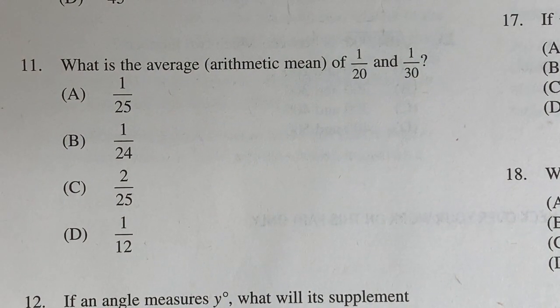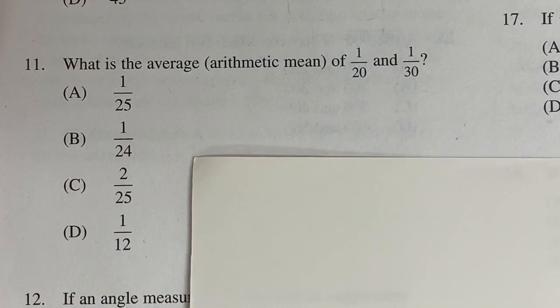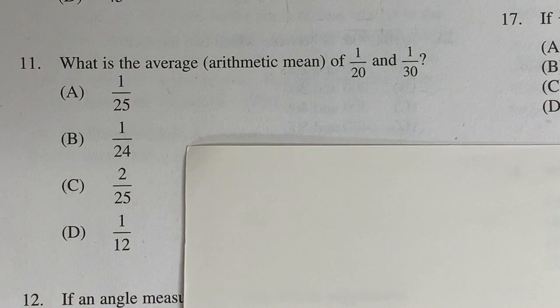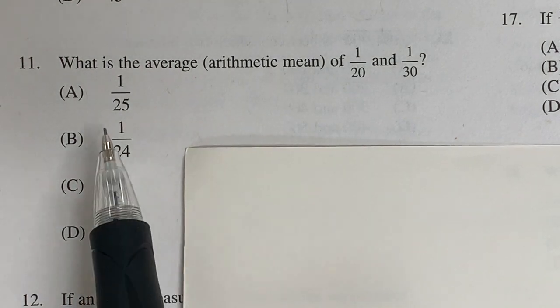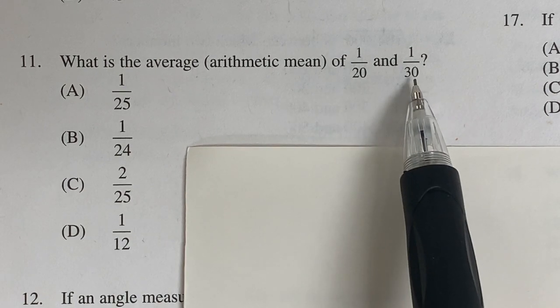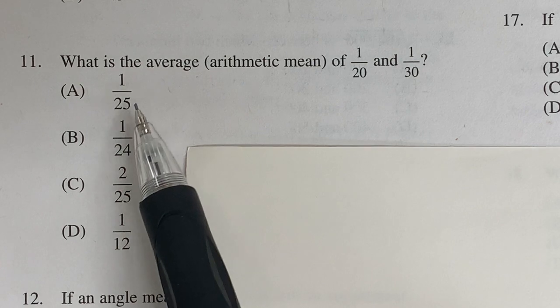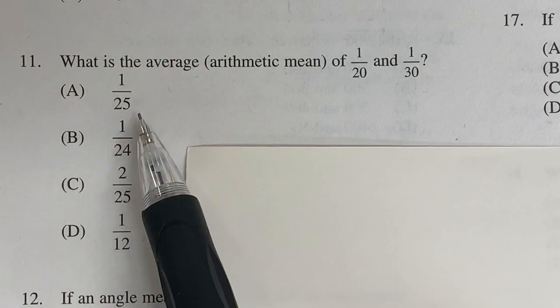Question number 11. What is the average or arithmetic mean of 1 over 20 and 1 over 30? This is a very tricky question because a lot of people will go for answer A right away because you're going to do 20 plus 30, which is 50, and then they're going to divide. 50 divided by 2 is 25. This is a trap. Don't fall for it.